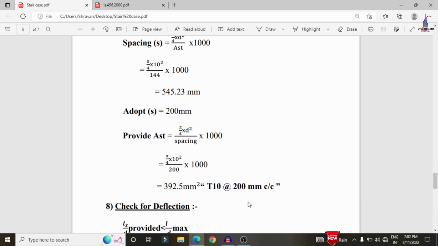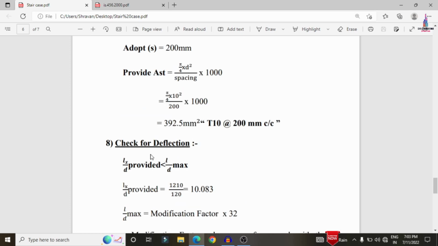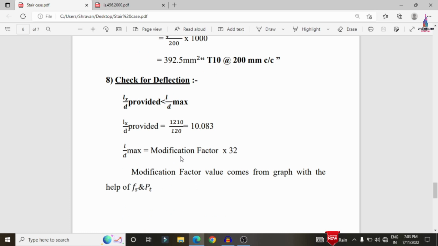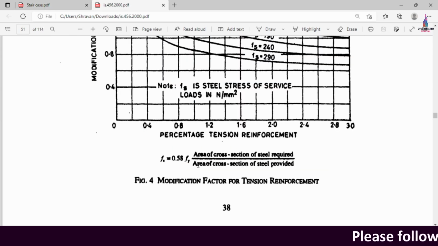After calculating the main bars as well as the distribution reinforcement bars, we need to check the depth. Basically, we have to check that L short by D provided is less than L by D max. Here L short by D equals 1210 divided by 120. 1210 is the shortest span distance and 120 is the depth, so we get the factor 10.083. In order to calculate L by D max, we have to calculate the modification factor multiplied by the factor 32. The modification factor depends on FS as well as PT, which is available on page number 38 of the IS 456-2000 code.